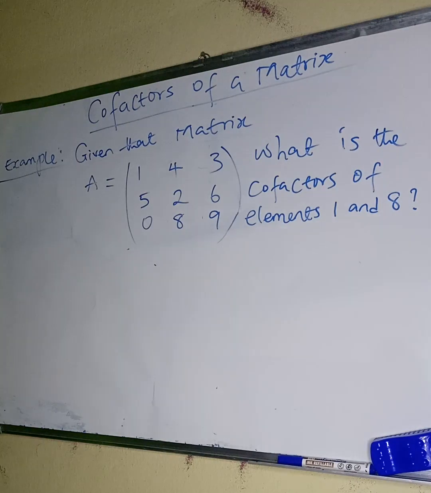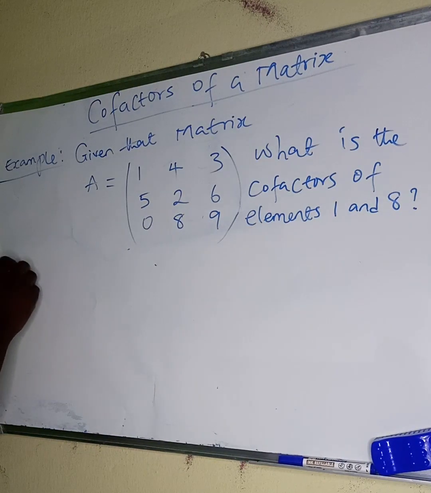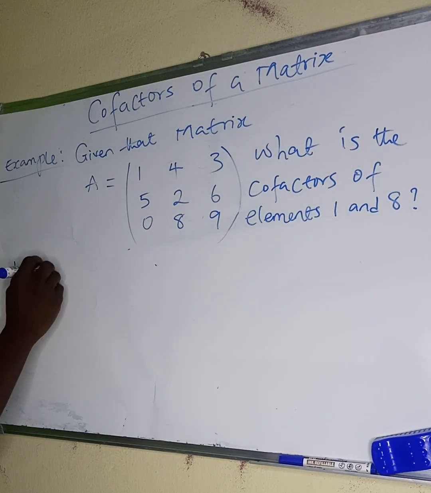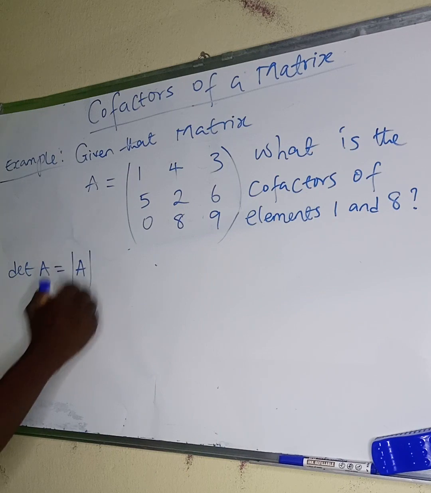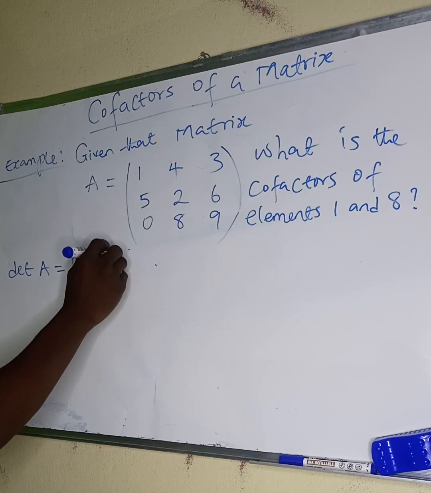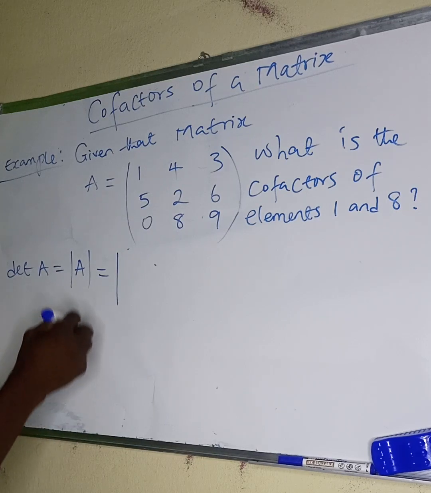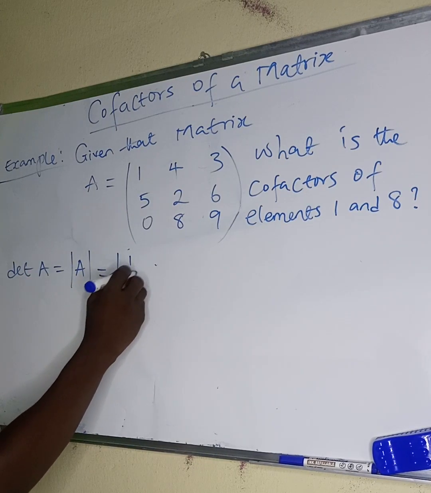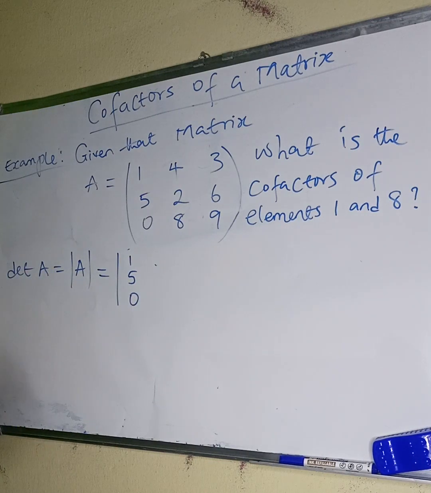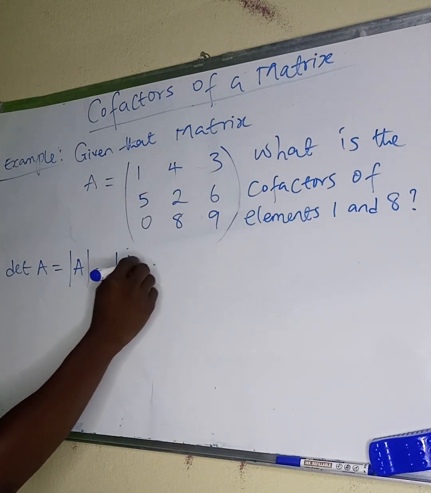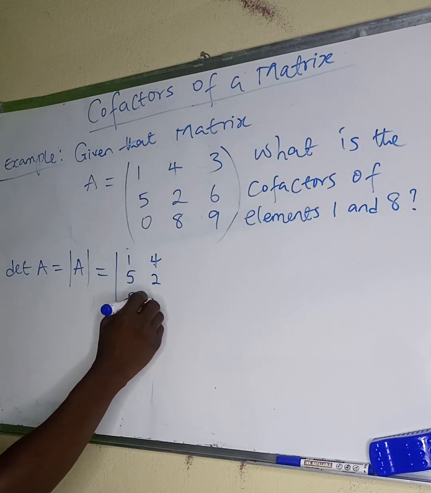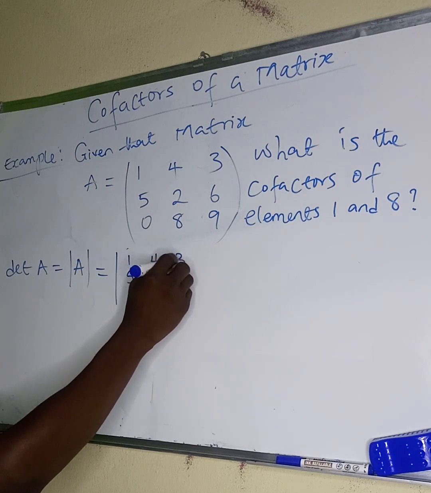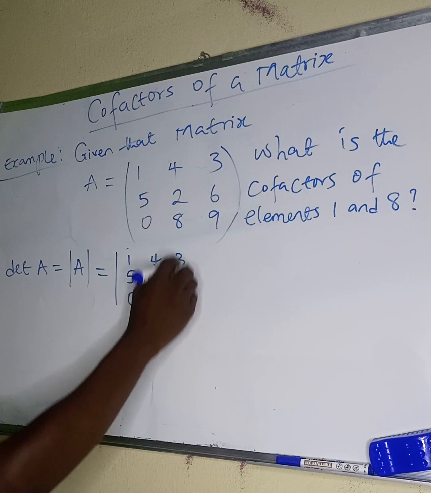It's very simple. Now, for you to get the cofactors, they are gotten from the determinant of a matrix. So we can say that A, which is the same thing as the determinant of matrix A, is equal to, the difference is that the curly brackets will change into straight lines, like absolute value lines. So this is 1, 5, but it doesn't mean absolute value in that sense. 1, 5, 0, 4, 2, 8, 3, 6, 9.